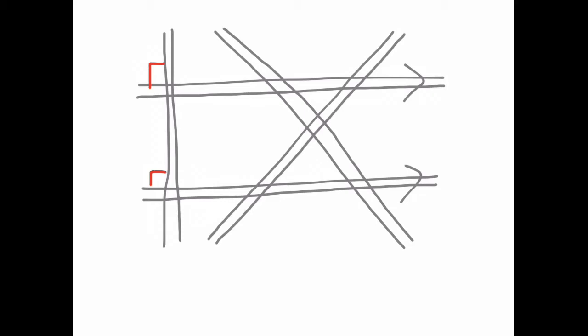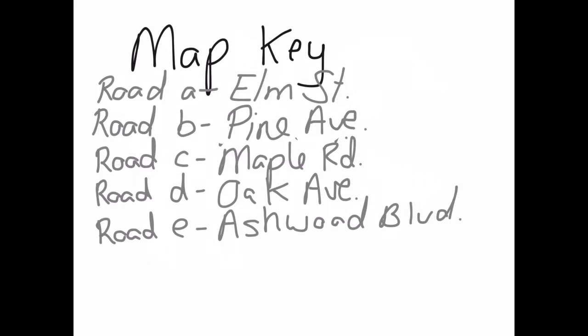You do need to name these 5 roads. Since I don't have any space here on this diagram to actually write in the name of the roads, which you guys will have on your paper, I'm just going to use road A, road B, road C, road D, and road E. And on my map key, I'm going to put the names. So this is what I've named my roads. I named Road A, Elm Street, Road B, Pine Avenue, Road C, Maple Road, Road D is Oak Avenue, and Road E is Ashwood Boulevard. Again, you can put that in your actual map and on your key.